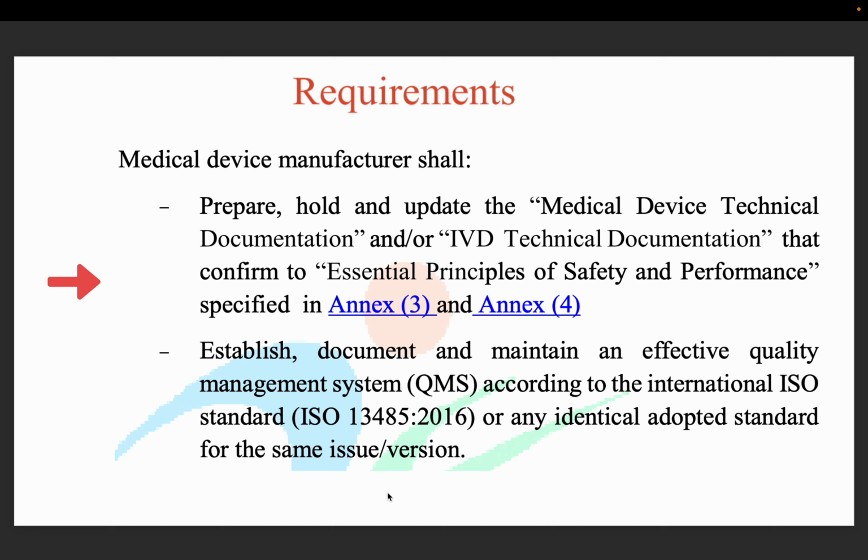The fourth point is that a medical device manufacturer should hold a certification pertaining to ISO 13485:2016. Usually the certificates which are given by the notified body are preferred during the registration process.